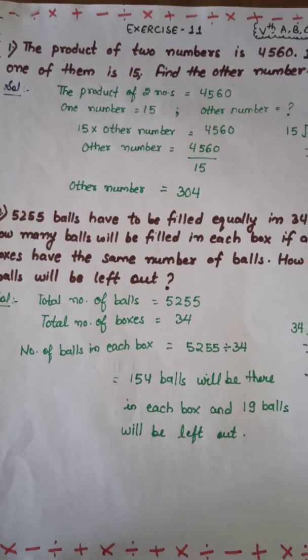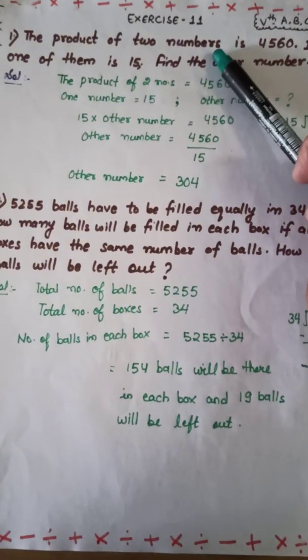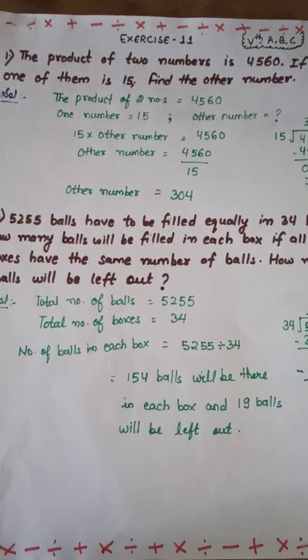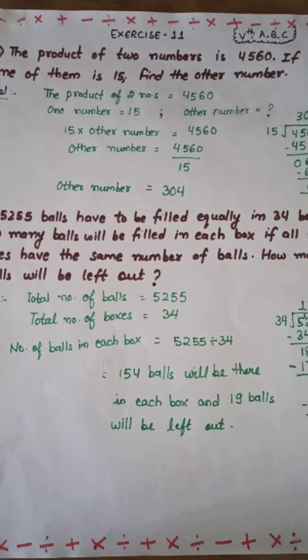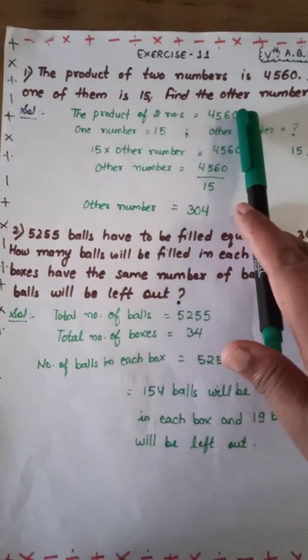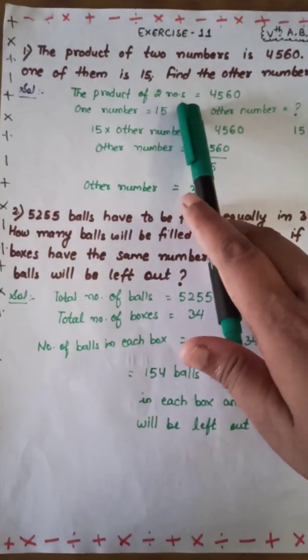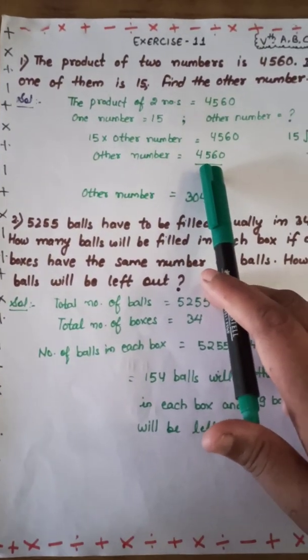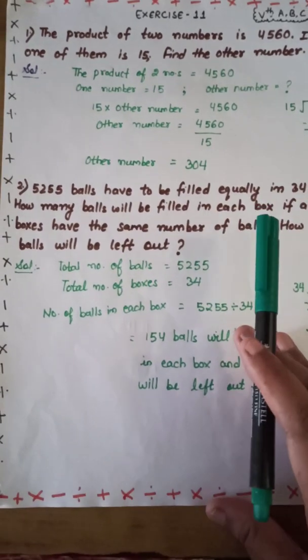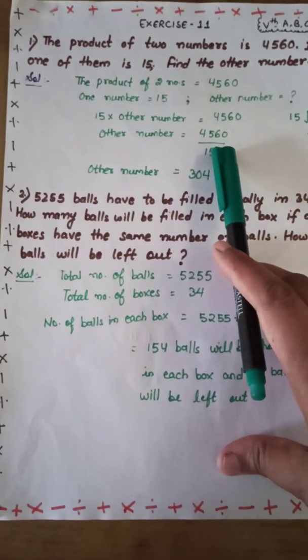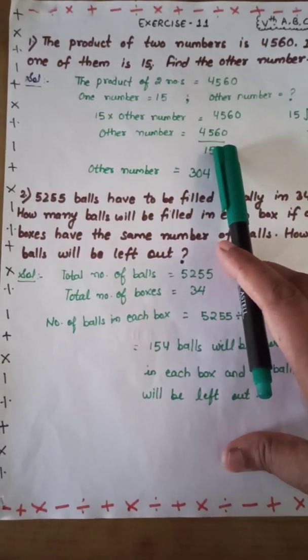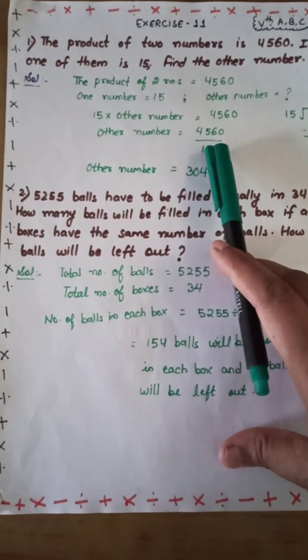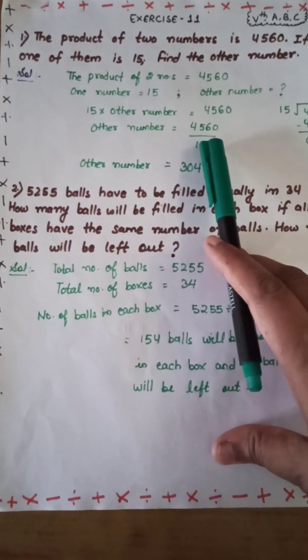Today we are going to begin with exercise 11 of unit 4, and in this exercise we are going to learn how to solve word problems, how to write down their statements and then solve them, and how to guess which operation we are going to use in a question. These we are all going to learn in this exercise. So let us get started.